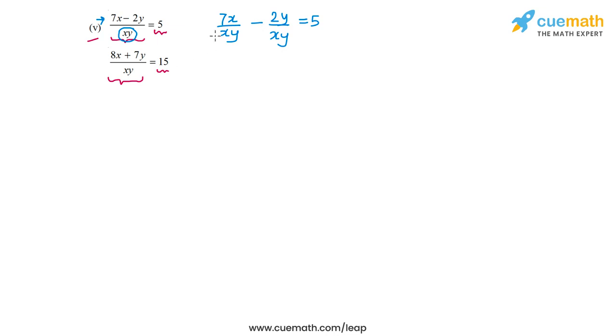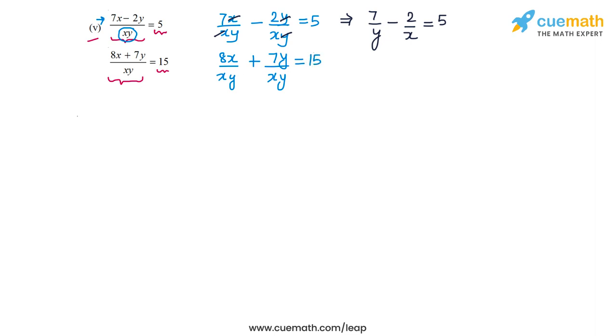And now what happens? The x terms cancel out here and we get 7 by y, and in the second term the y terms cancel out and we get minus 2 by x equal to 5. And let's do the same thing in the second equation. So we have the second equation is 8x by xy, and then we have plus 7y by xy equal to 15.